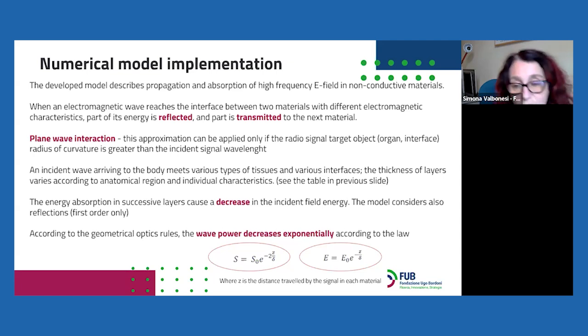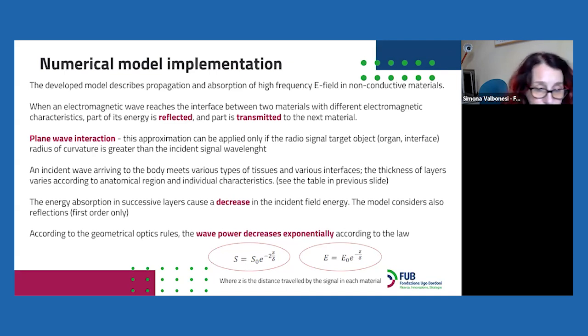Is it possible to use again the geometrical optical rules at lower frequency? But the analysis we performed shows that this will result in errors of at least some percent for the computed internal field. Some percent can mean in some cases 20%, and this is not acceptable. An incident wave striking the body meets a different kind of tissues and various interfaces. The thickness of the layers varies according to the anatomical region and to the individual characteristic.